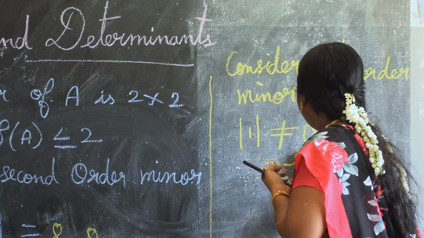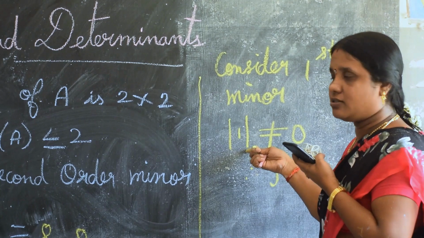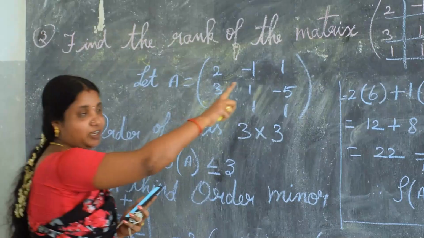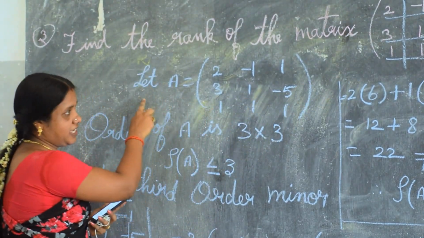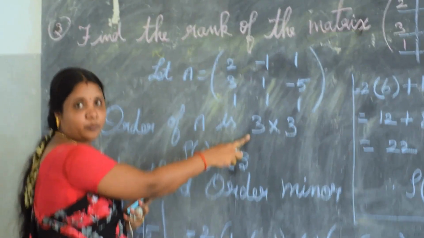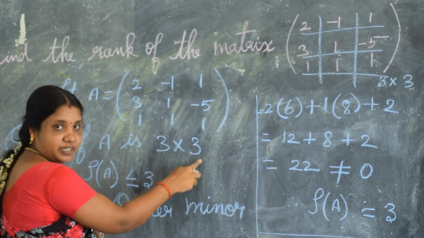Therefore, our rank of A is equal to, what is the order for this matrix? 1 row and 1 column because only one element. So, rank of A is 1. Of the matrix. See, let A is equal to the given matrix. What is the order here? How many rows and how many columns? 3 rows, 3 columns. So 3 cross 3.